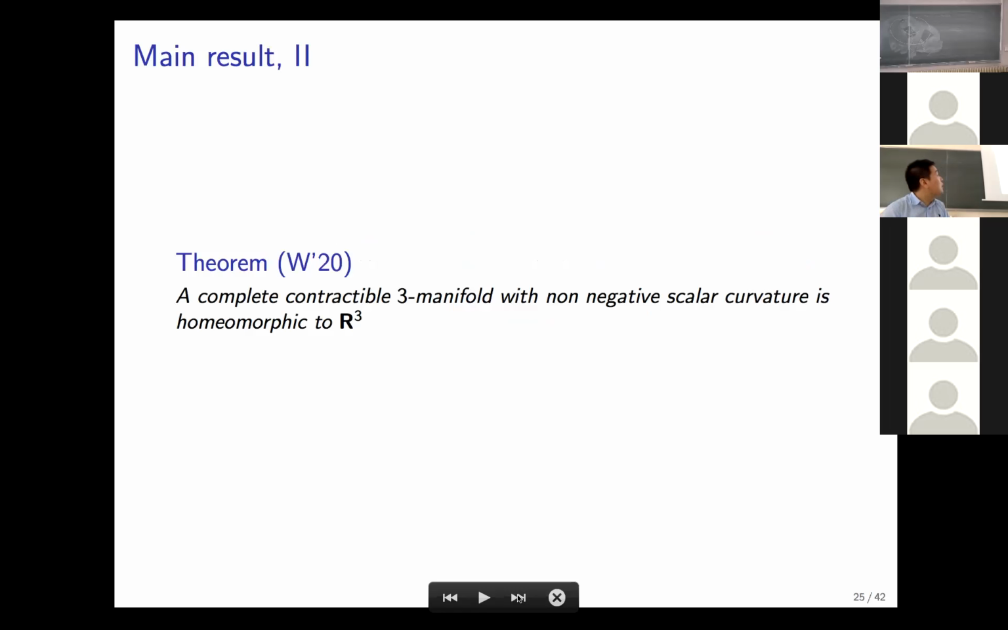First, I would like to give a positive answer to the above question. We show that a complete contractible 3-manifold with non-negative scalar curvature is homeomorphic to R^3.